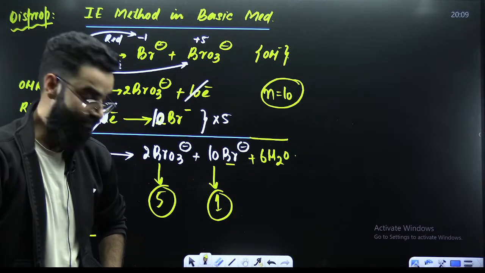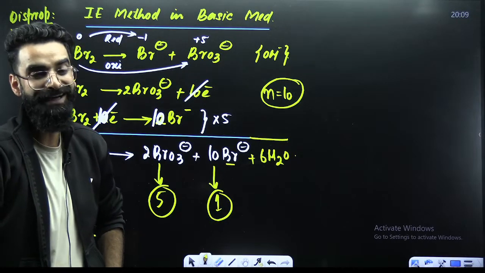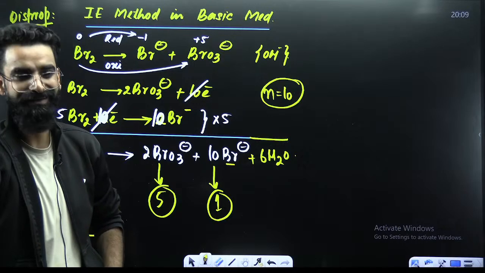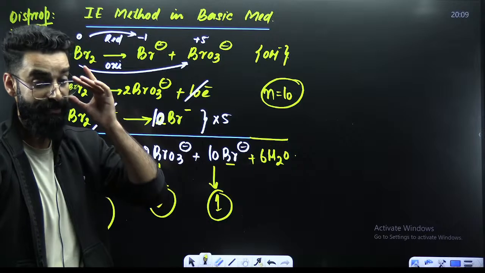Yes, once you are done with this session, our redox reaction chapter will be over. After that, you will read your NCERT once. NCERT reading is a must in this chapter. Once we are done with the lectures, then NCERT reading once.